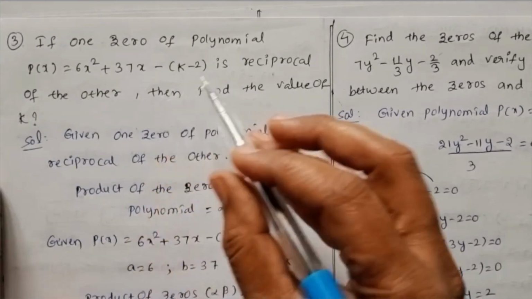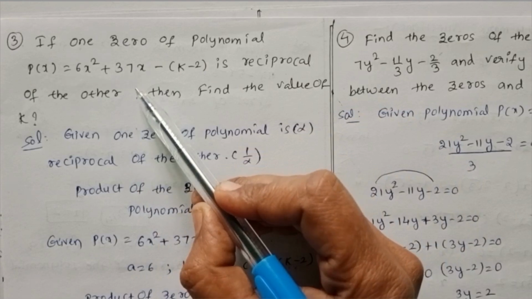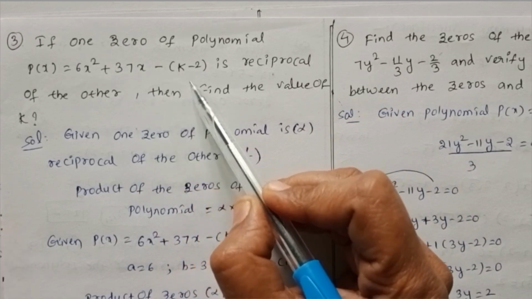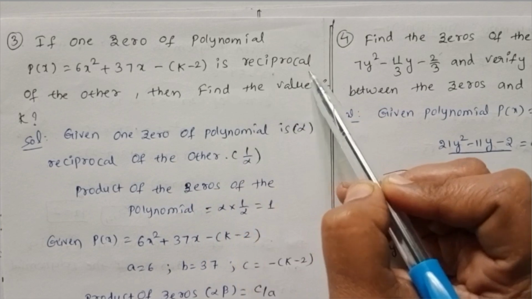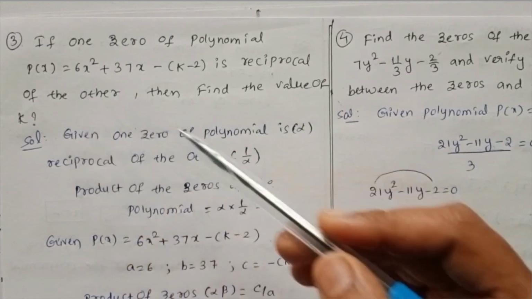If one zero of polynomial p of x equals 6x square plus 37x minus k minus 2 is the reciprocal of the other, then find the value of k.